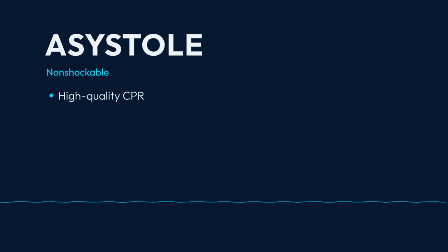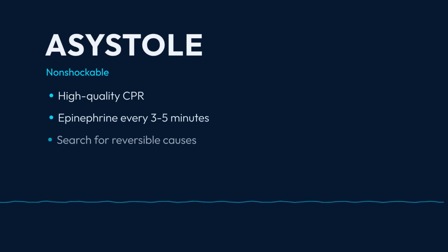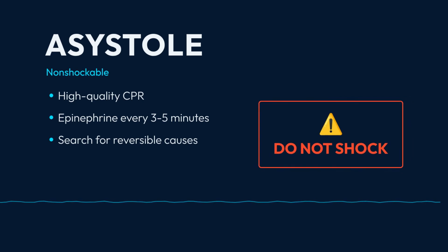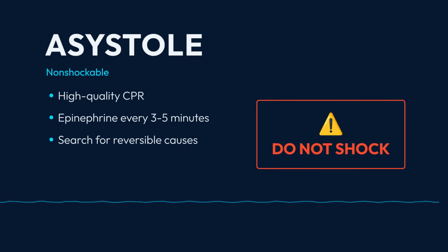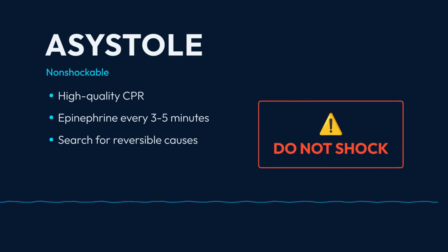Rhythm 9 is asystole, the absence of ventricular activity. Before acting, confirm the patient's pulse and lead connections. Asystole is a non-shockable rhythm. The priorities are high-quality CPR, epinephrine every 3 to 5 minutes, and a rapid search for reversible causes. Do not delay CPR to give medications.